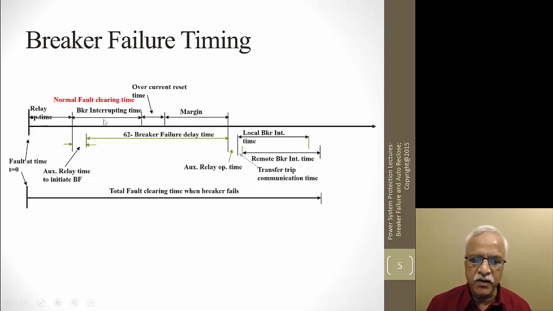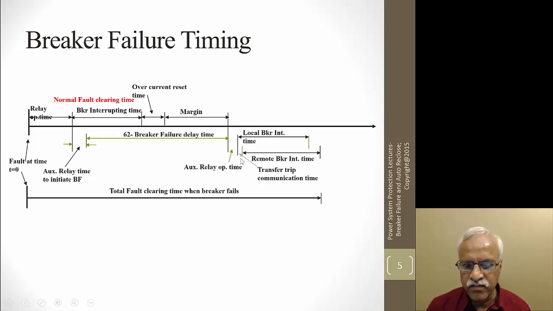The actual opening time of the breaker after the fault occurred is relay operating time plus breaker time plus the overcurrent reset time. Based on that we provide an extra margin to give a 62 breaker failure time. 62 is just a nomenclature, IEEE nomenclature for the timer here. Here we have local interrupting. The auxiliary contact operates and operates all the breakers locally, which are adjacent to this failed breaker.